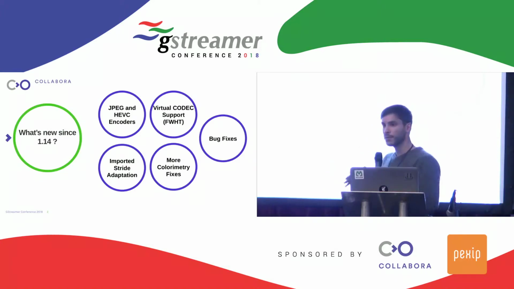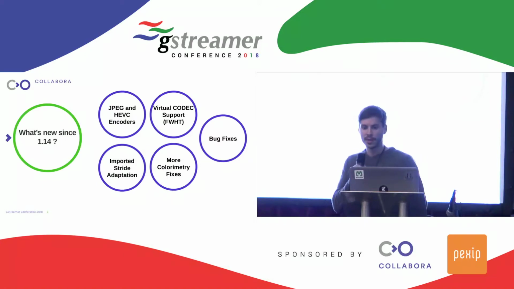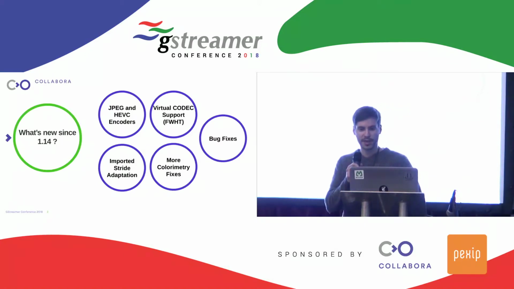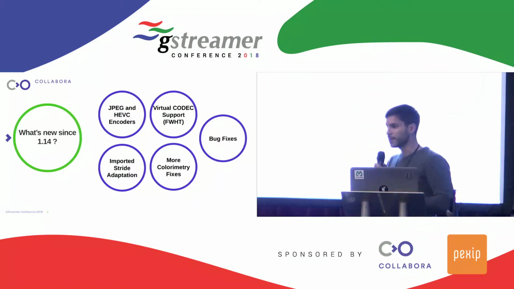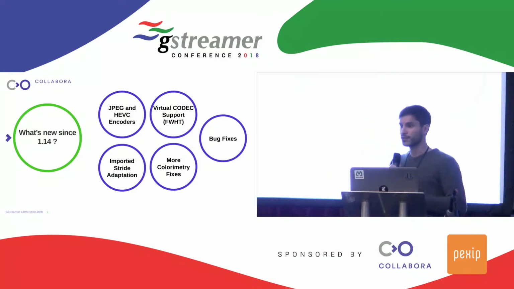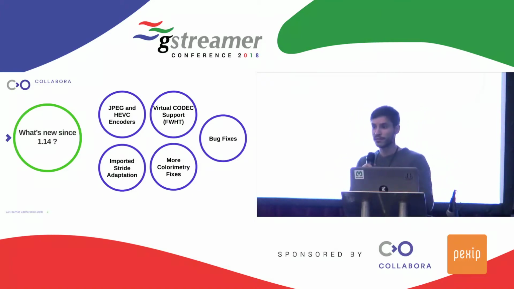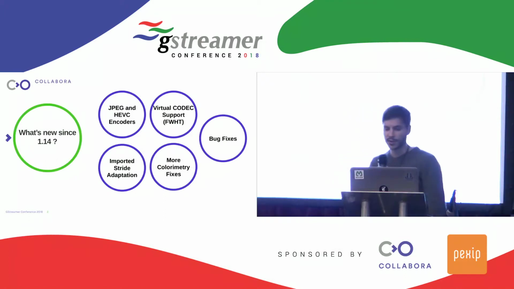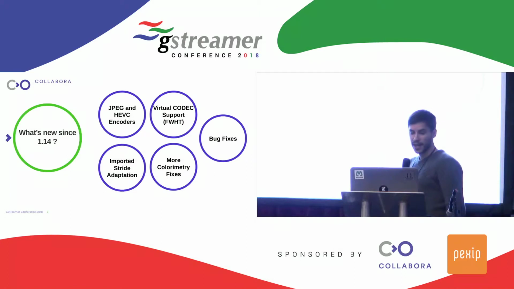So it's a bit more quiet this year. We actually have new JPEG and HEVC encoders, brand new. We also have support for the virtual codec. That's a little weird, but FWHT is not really a codec you'll ever use. It's a low complexity algorithm to compress things. It has been implemented in the Linux kernel, so we could write software that runs on your PC and also test the framework underneath to make sure everything is right.